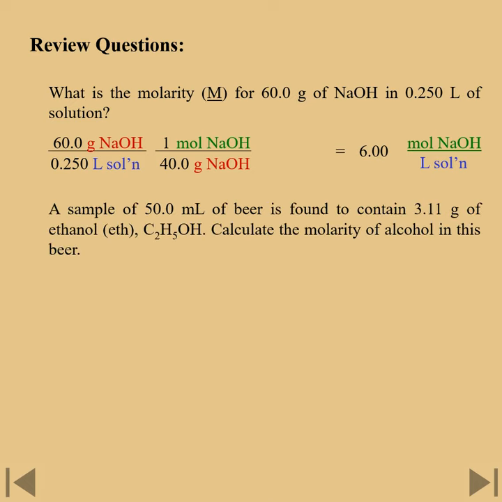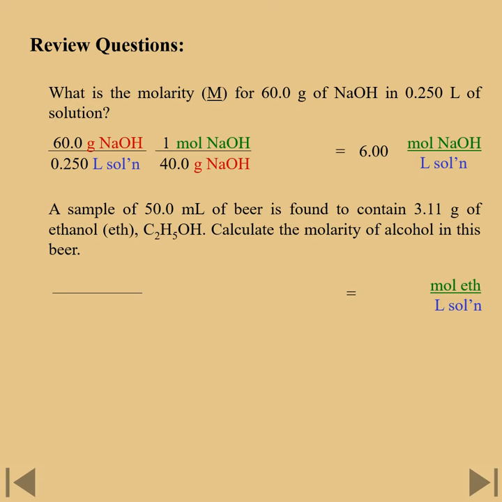Next, we're told a sample of 50 milliliters of beer is found to contain 3.11 grams of ethanol. And there's the formula. Calculate the molarity of alcohol in this beer. Okay, again, we're using our units. Again, I can't think of any preliminary steps, so on to step 1. We're after the molarity, so big M bar. No, we learned our lesson. Moles per liter. Moles of the ethanol per liter of the beer.